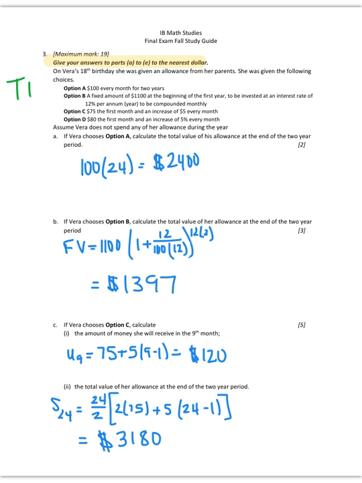And then how much money total she'd have after 2 years. You could either use your summation notation in your graphing calculator or the arithmetic sum formula. We don't know how much she gets on the 24th month, so I'm going to use the one where you don't know. So your n divided by 2 times your initial value plus your common difference, n minus 1, and she would have $3,180.